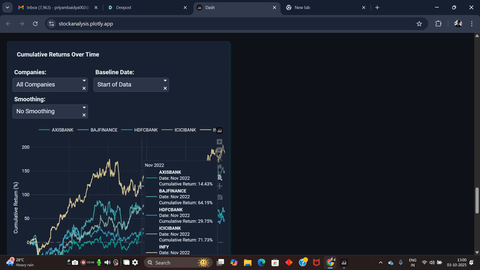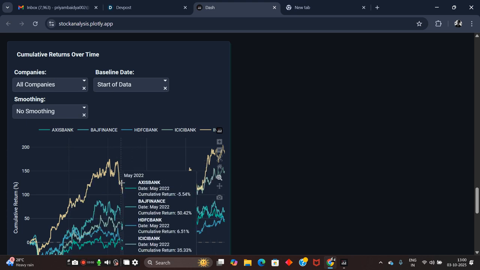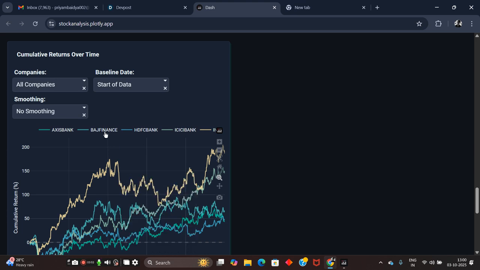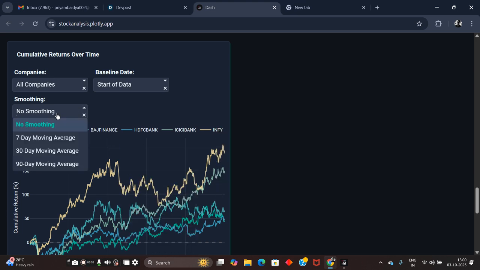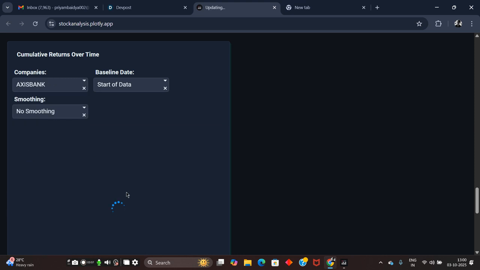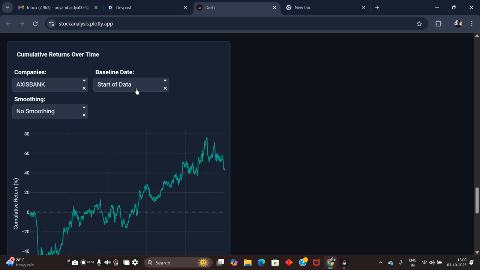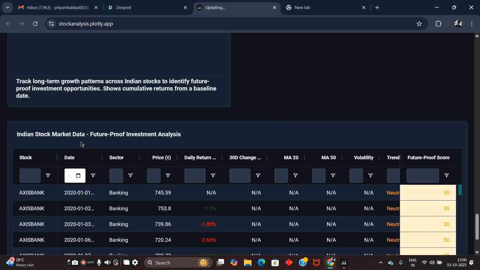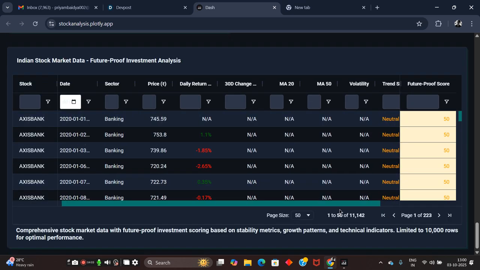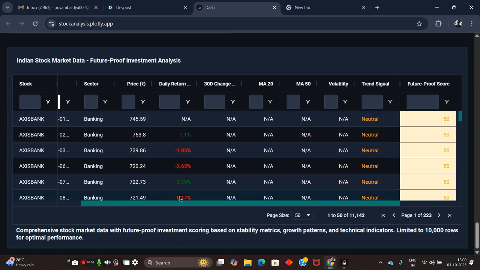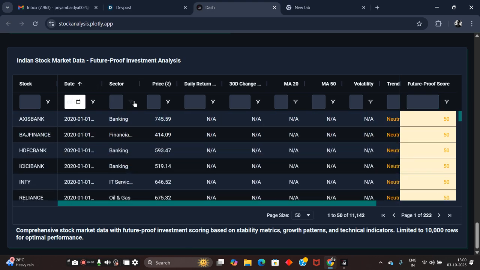So we can see a better picture of which company investors need to invest in for the future. There we can see Axis Bank here, like this. And in the very last, it's the final result or conclusion, where we can see the table that displays each company with its future-proof score, current price, volatility percentage, growth rate percentage, and moving average signal percentage.